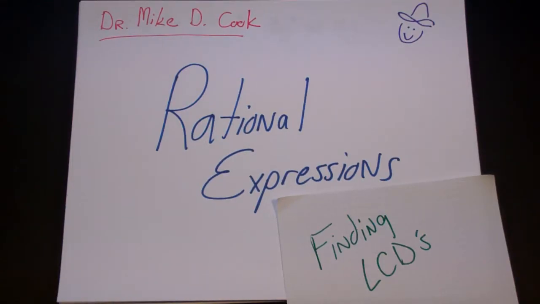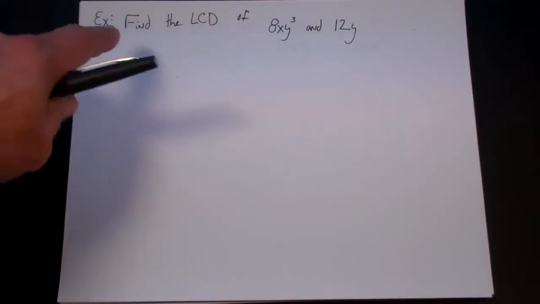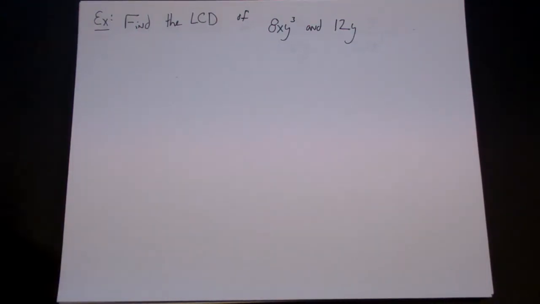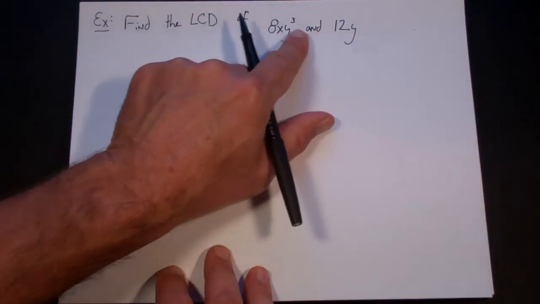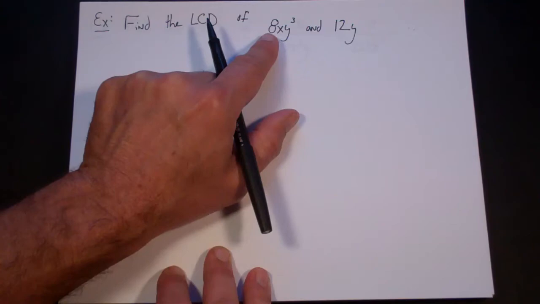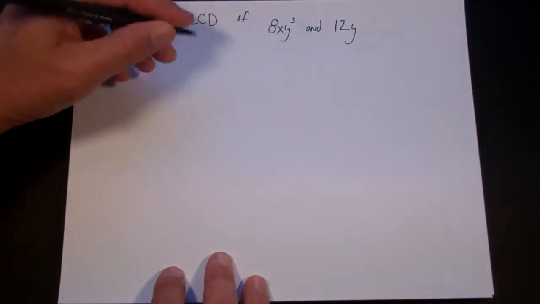Now let's look at the problem of finding least common denominators with rational expressions. As a first example, let's look at this one. Find the LCD of 8x, y to the third, and 12y. The trick to this problem is that these are simple terms in which you simply have letters and numbers multiplied together. And in that case, finding the LCD is pretty easy.